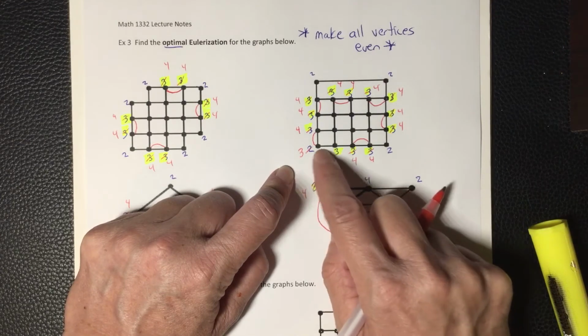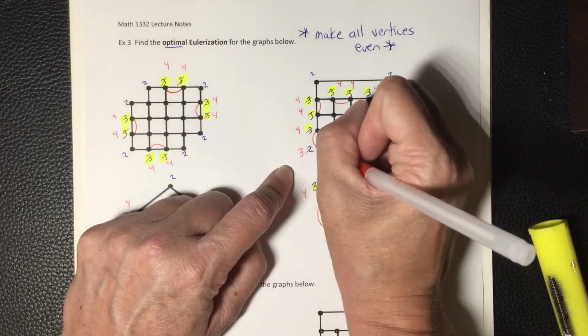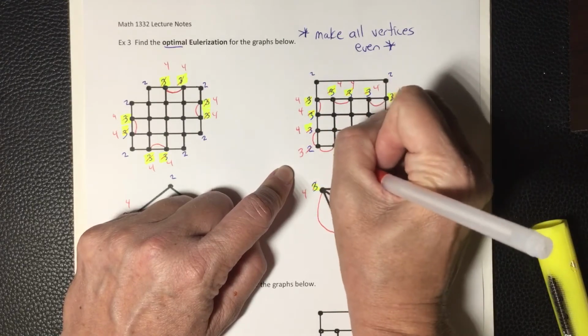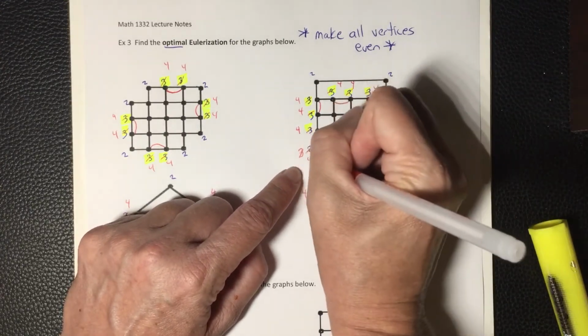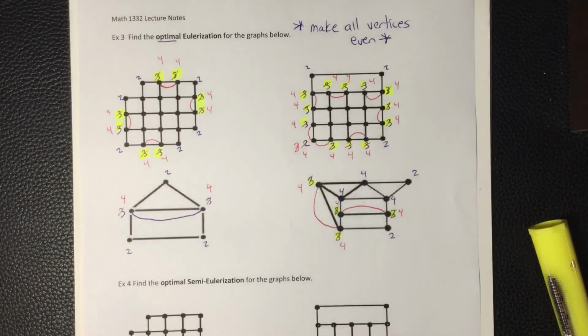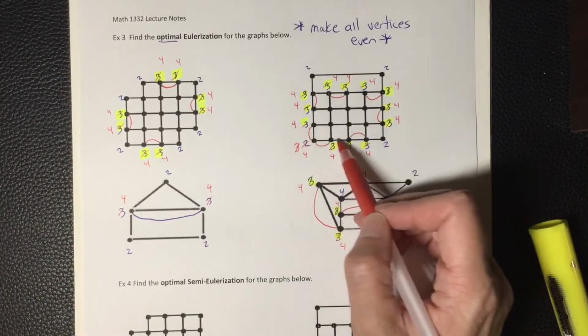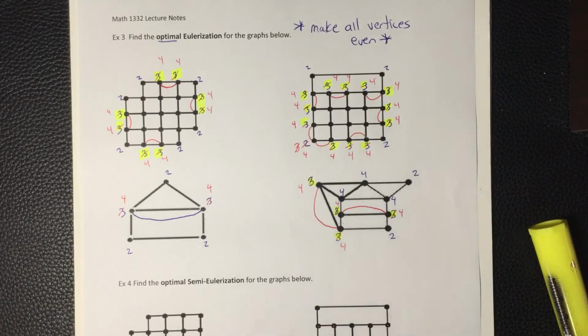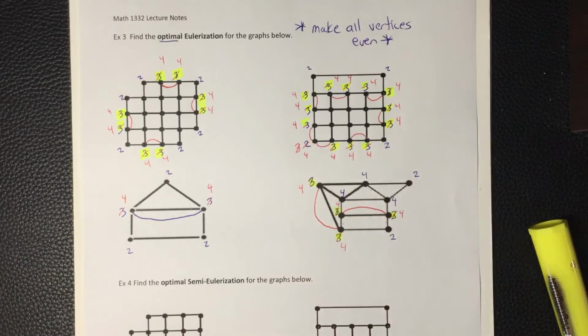Well, then I can connect these. It bumps this one to a 4, and now this one bumps from a 3 to a 4. So it got 2 new edges, so it went from a 2 to a 4. So sometimes you do have to work your way around to the odds, but you want to do that as few times as possible. So that would be an optimal Eulerization.